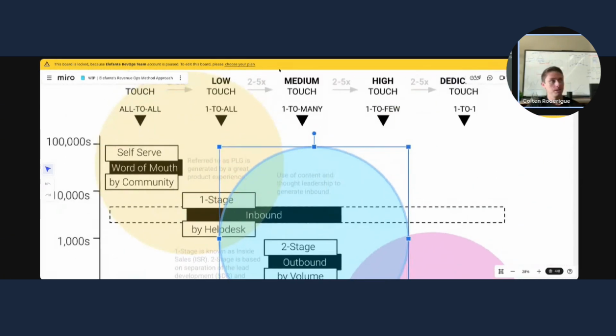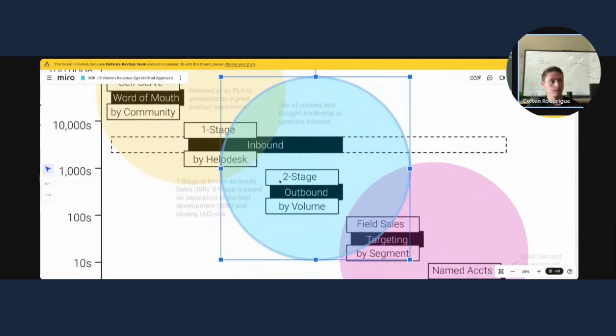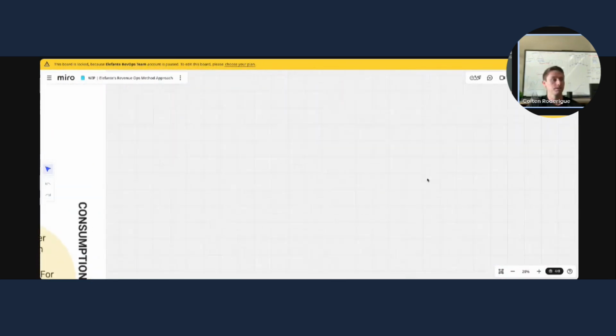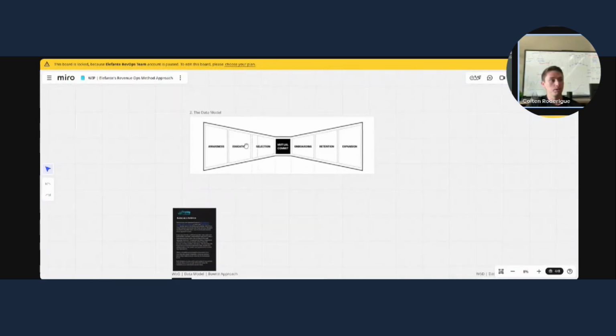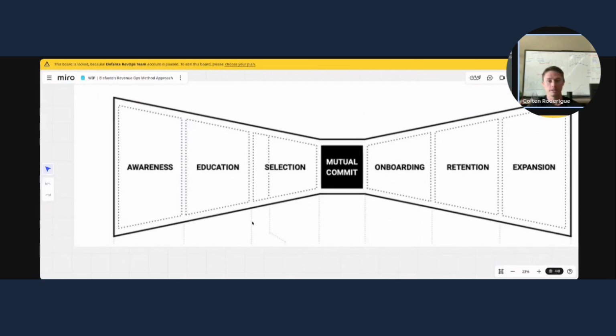The next one is a medium touch motion, right? And this one incorporates a two-stage sales process. So when I say two-stage sales process, that means there's typically 2 people on the sales team that work together, most commonly known as an opener and a closer, or a setter and a closer. So you'll have a setter who lives here in the education stage. They'll qualify the lead.